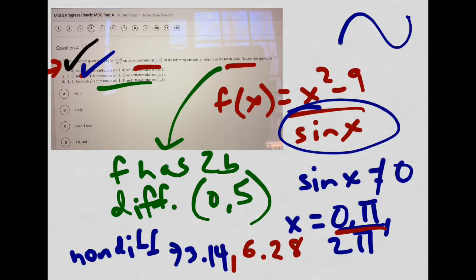So let's take a look at 1 to 4. Well, 1 to 4 has 3.14 in it, so that ain't good at all. And so Roman numeral 1 and 2 would be perfectly fine, and that is it. That is our answer. It is C.